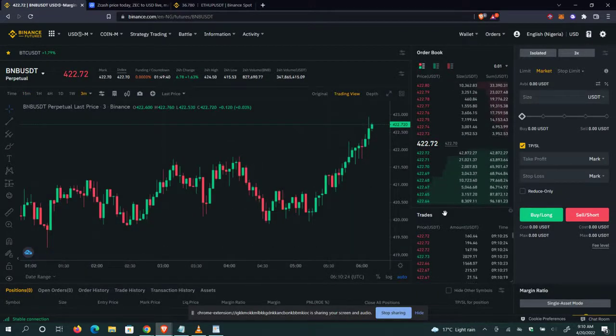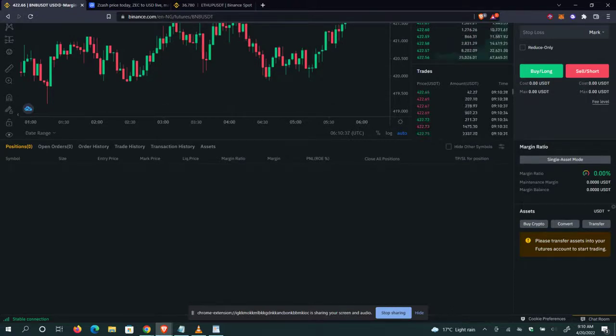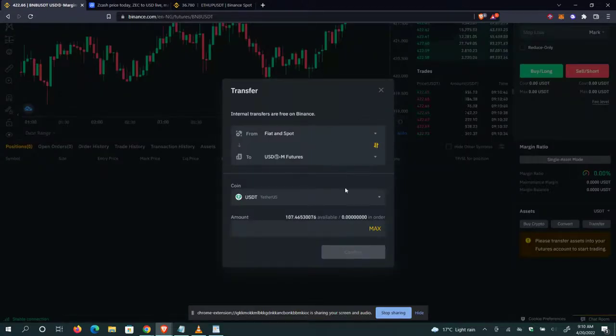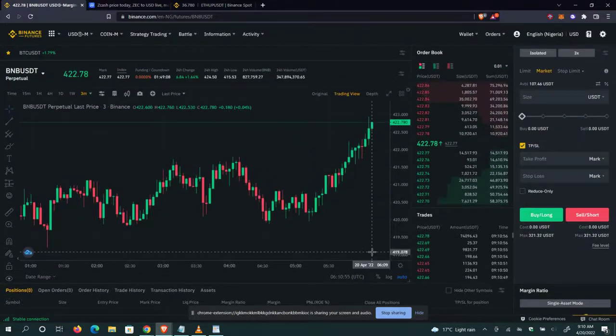Exactly. Yeah, this is going to be good for making my example because I remember I left it this way yesterday. So we're going to come down to this. If you scroll down, if you remember well, I have my funds in my Spot wallet. What do I need to do? I just click on transfer down here from my Fiat and Spot, Max, and confirm. Then all my funds have been shifted to the futures wallet. Now this is going to enable me to take a trade. You can see my available balance is 107 USDT, which is $107 precisely.